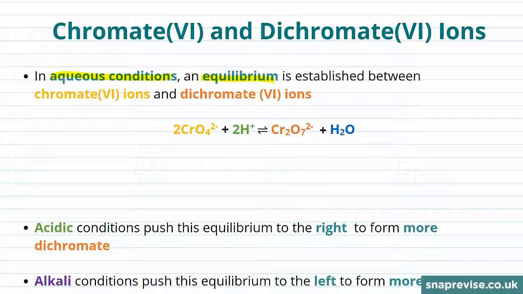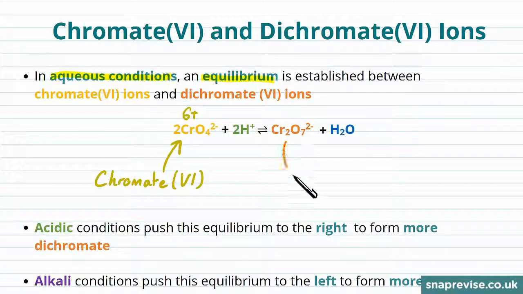We have our chromate(VI) ions, and the VI, which means 6 in Roman numerals, stands for the oxidation state of the chromium within this ion. So the chromium is 6+, but then we also get 6+ chromium in dichromate ions.